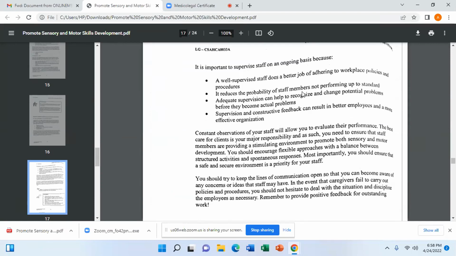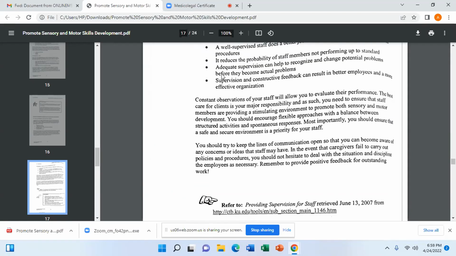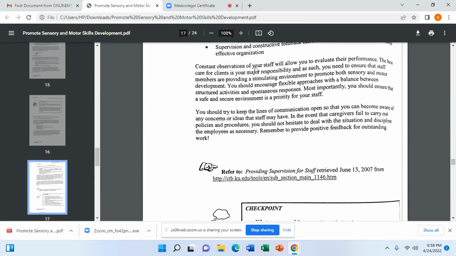And it reduces the probability of staff not performing to the standards. Adequate supervision can help to recognize and change potential problems before they become actual problems. Supervision and constructive feedback can result in better employees and a more effective organization. Constant observation of your staff will allow you to evaluate their performance, and the best care for clients is your major responsibility. So you should encourage flexible approaches which are balanced between structured activity and spontaneous responses.